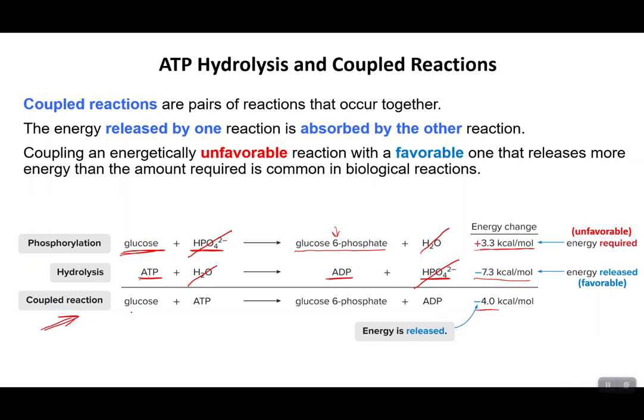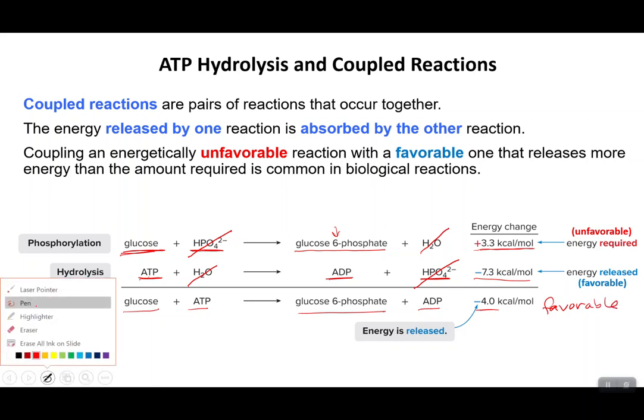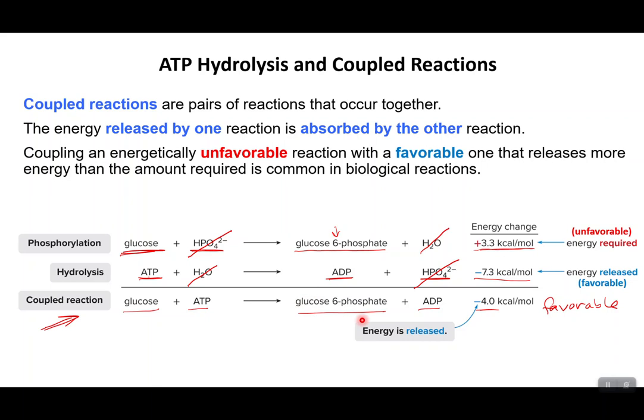So when this reaction is coupled together, this is the reaction we're talking about, that reaction is going to have an energy change of negative 4.0, meaning this is now a favorable reaction. So what we've essentially done here is that I've been able to phosphorylate glucose in a way that is favorable, in a way in which now the products can be formed. It will proceed because of this negative sign. So that is what we mean by coupling.